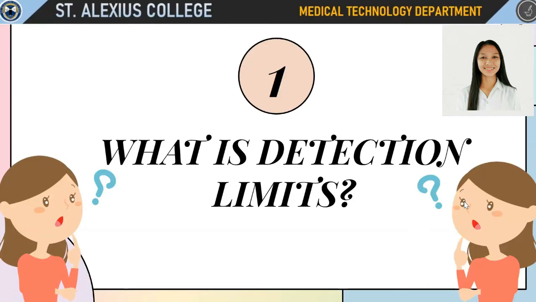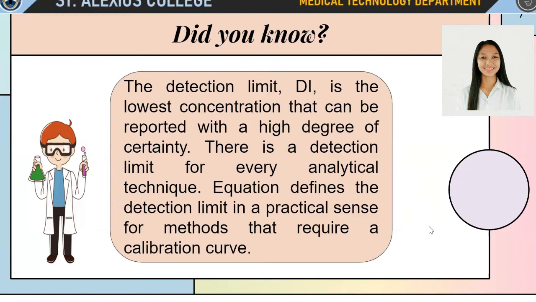What is detection limits? Did you know the detection limit, DL, is the lowest concentration that can be reported with a high degree of certainty. There is a detection limit for every analytical technique. The equation defines the detection limit in a practical sense for methods that require a calibration curve. In additional information, it is the analyte concentration that produces a response equal to the confidence factor times the standard deviation over the calibration sensitivity.